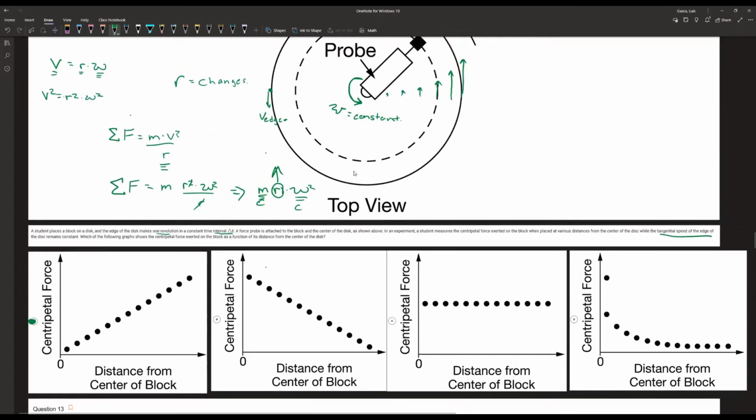And it's because of the way they tell it to us. The tangential speed here at the edge is constant.